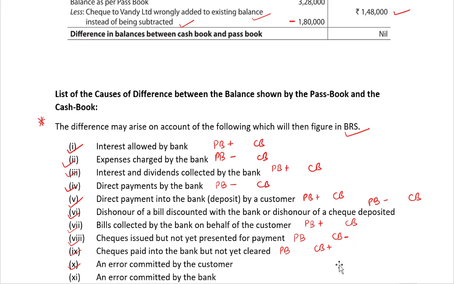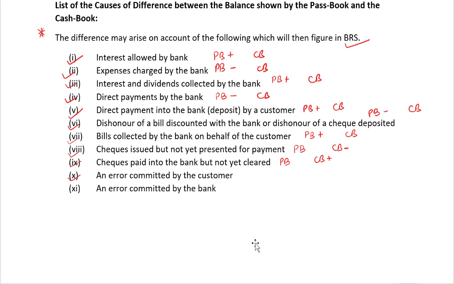An error committed by the bank. The bank has committed an error. So in the passbook either there would be a plus or minus. Later on we will make adjustments in the cash book. And at last, an error committed by the customer. So in the customer's book, the cash book, either there would be a plus or minus, and later the entry will be made in the passbook. The adjustment will be made later in the passbook.